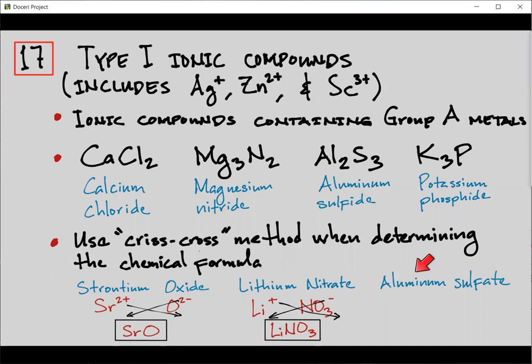And for the last one, we have aluminum sulfate. Aluminum is in group 3, so it has a +3 charge. And a sulfate ion has a -2 charge, SO4 with a -2. All right, perform the crisscross, and what we get is Al2, and then the sulfate ion in parentheses, and then 3 outside. Al2(SO4)3. So aluminum sulfate.